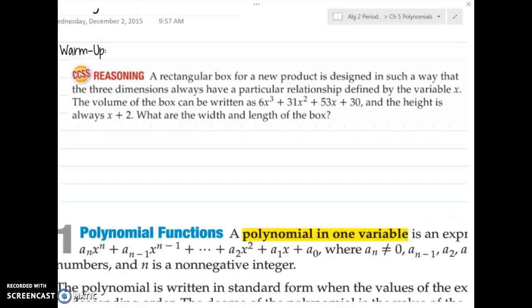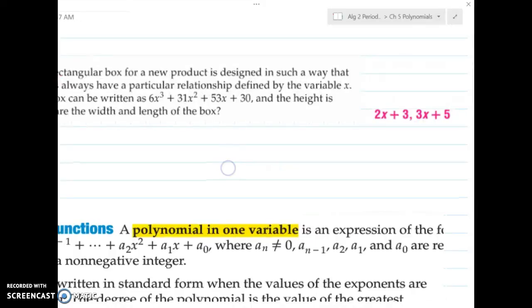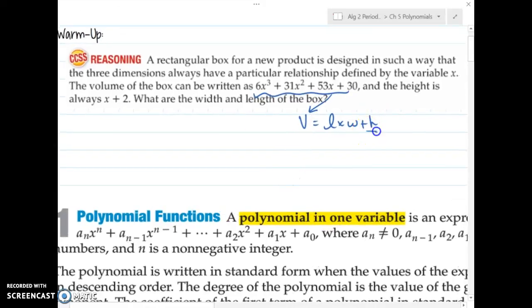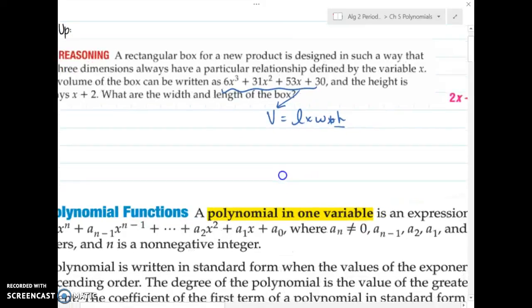Okay, so you've done the problem. Here is your answer. You can check that with each other. Hopefully you just realized you needed to divide, right? If you know that the volume of a box is length times width times height, this is your volume. So they gave you the height. So you just need to, sorry, that's supposed to be a times. You just need to divide by the height to figure out your other two factors.